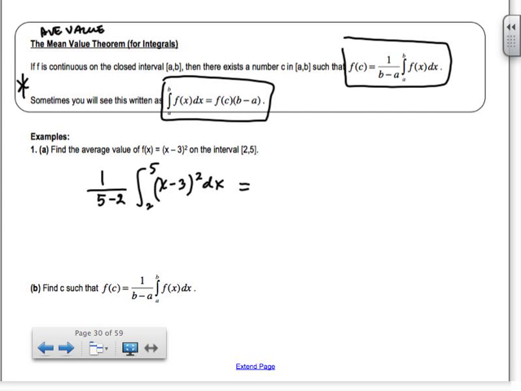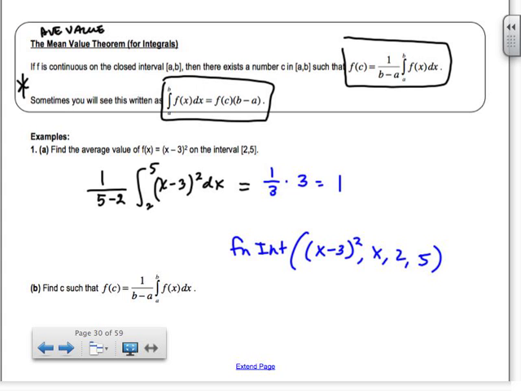So the way you should put that in is you hit Math 9, so it comes up with finite integration. You're going to do parentheses x minus 3 squared, comma, x, 2 to 5. And then you're going to multiply by 1 over 3, or divide by 3. In the end, you should get 1/3 times 3, so you get 1. So the average value of that function is 1. So find a value c such that f of c equals the average value. So we want to find f of c equals 1.